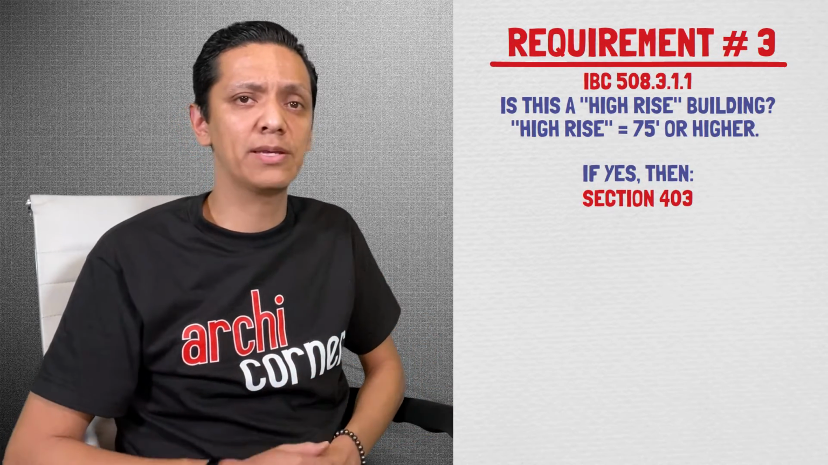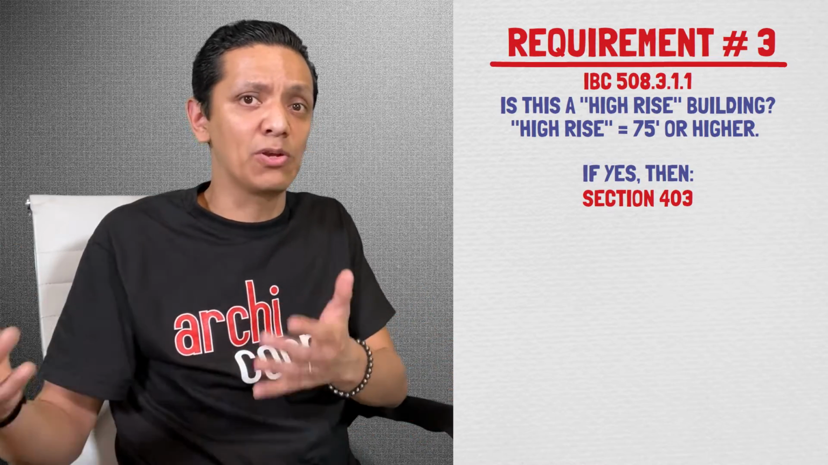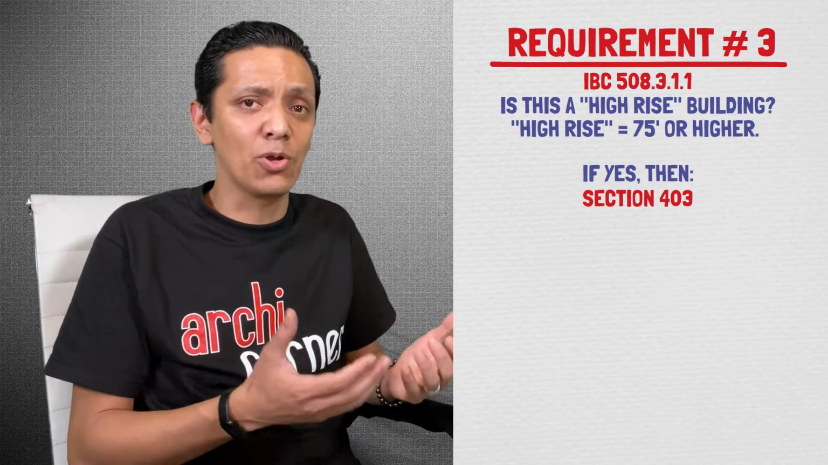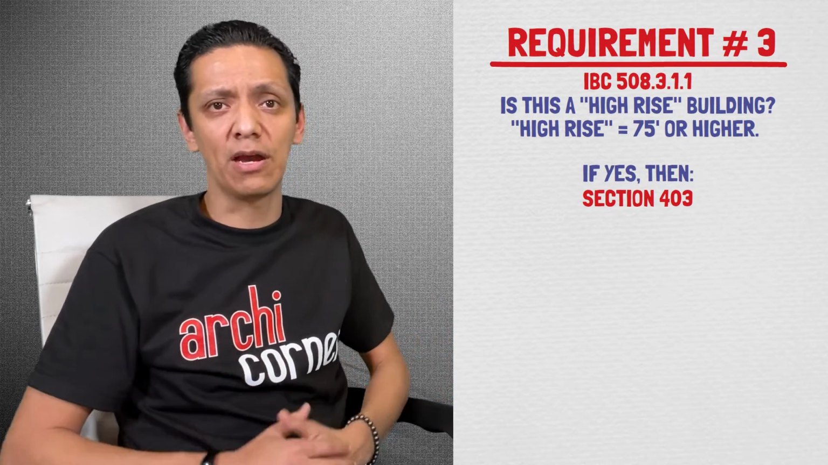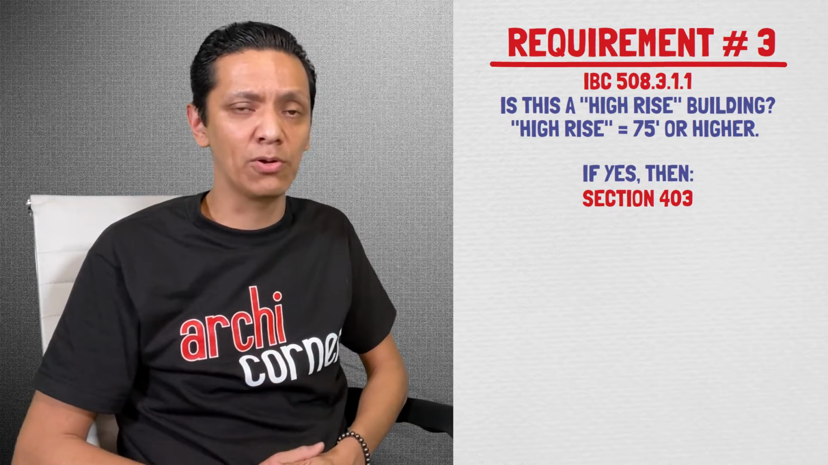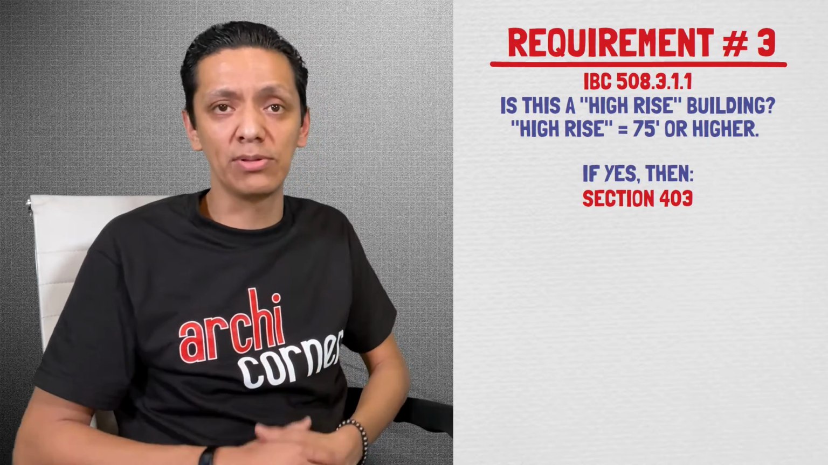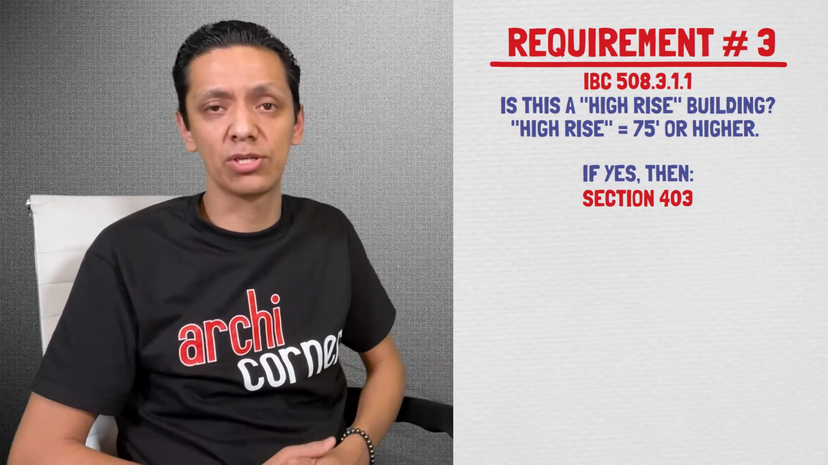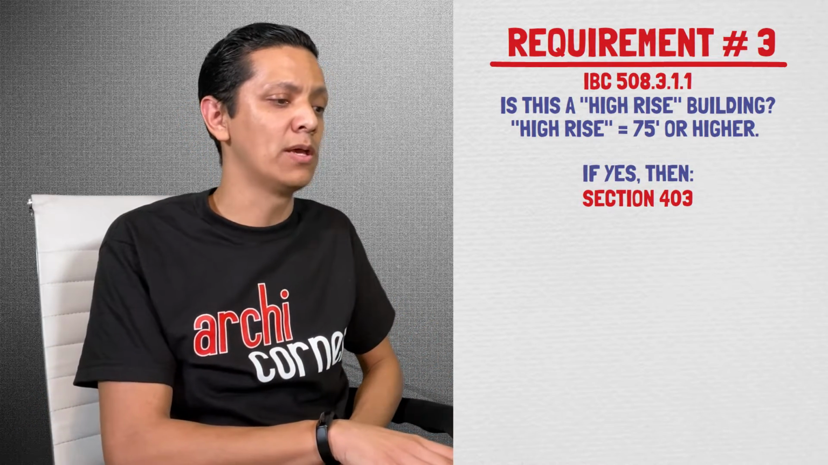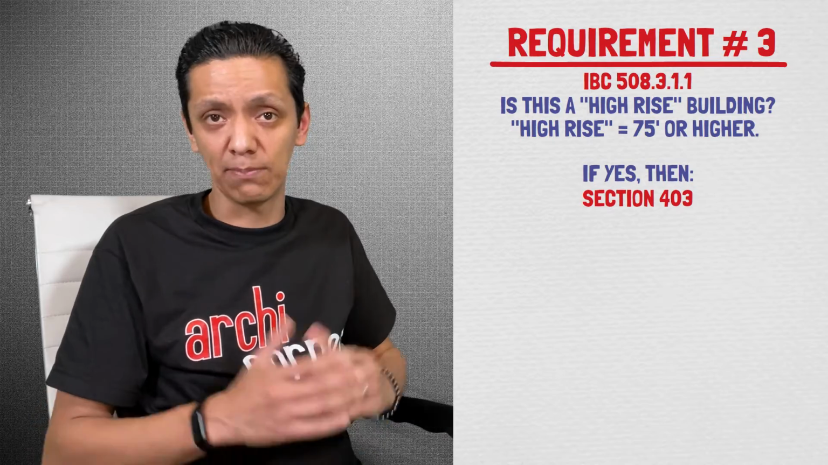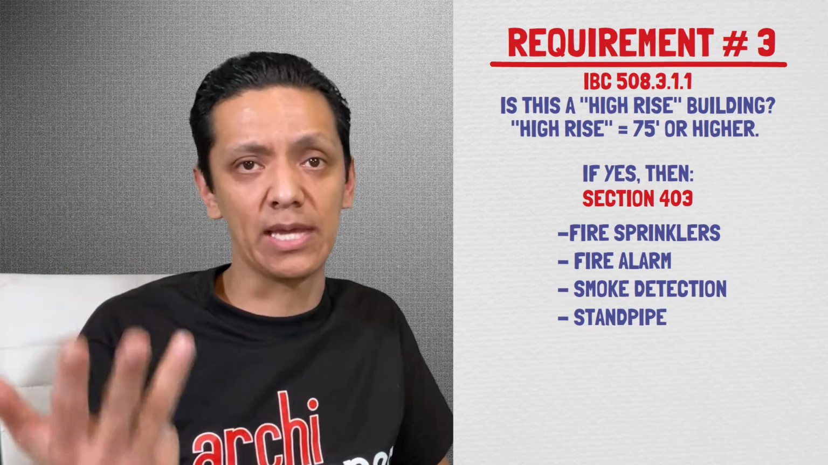Now, this is important because this allowance of the code, we don't want to apply it to a building that is very old and perhaps doesn't comply and is already a non-compliant building. Here in California, we may not run into that very often, but in the East Coast where there are buildings that are much older, it is possible that those non-compliant buildings may not comply with this section 403 of the IBC. We're not going to go through it in detail, but just so that you know, some of the things that are required in a high-rise building per this section are sprinklers, fire alarms, smoke detection, and standpipes.